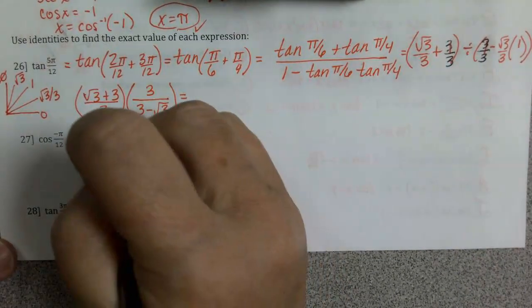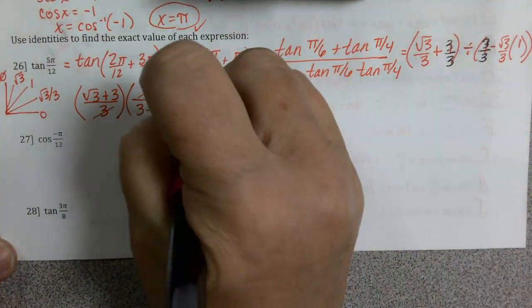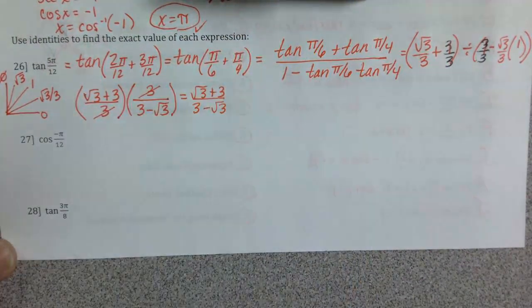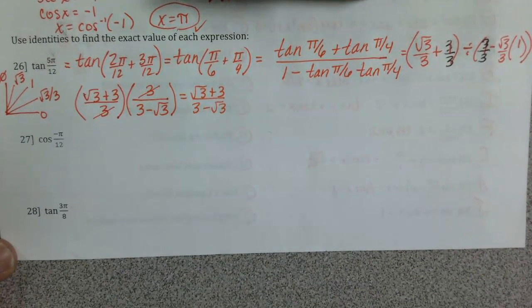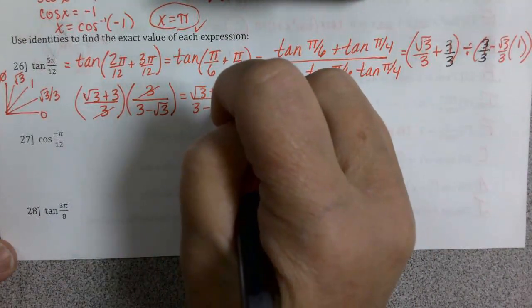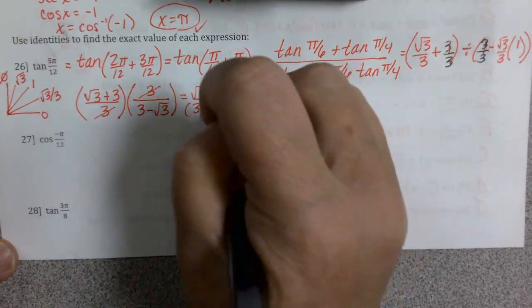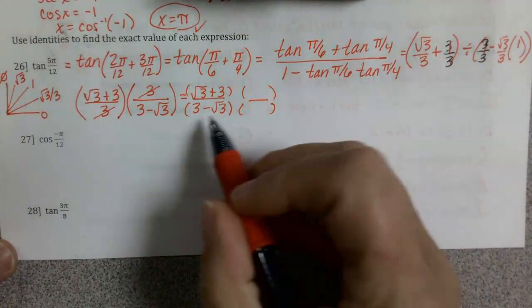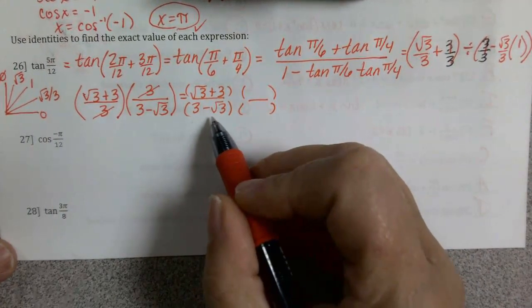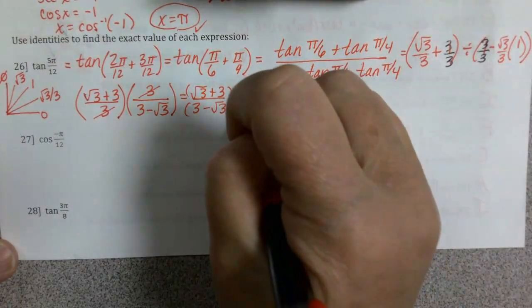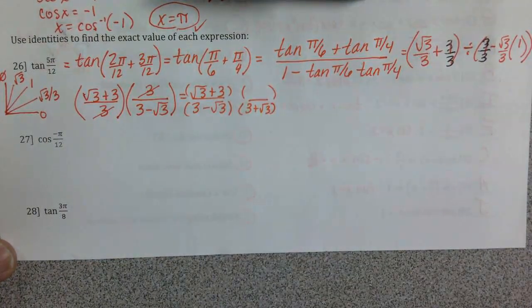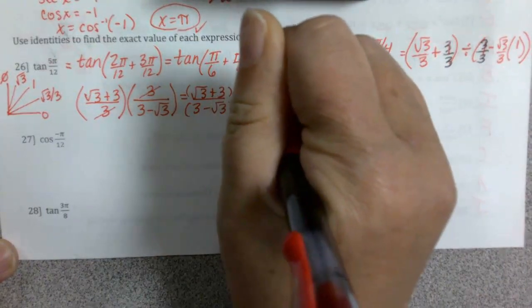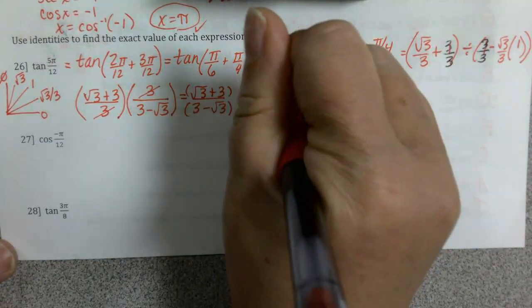Okay, then we can cancel these 3's on the diagonal, and we'll have root 3 plus 3 divided by 3 minus root 3. And we need to rationalize that denominator, so we're going to multiply the top and the bottom by the conjugate of the denominator. So we want the same values, but the opposite sign in the middle. So this will be 3 plus root 3 to get the conjugate in the denominator, and then we multiply the numerator by the same, so we don't change the value of the fraction.